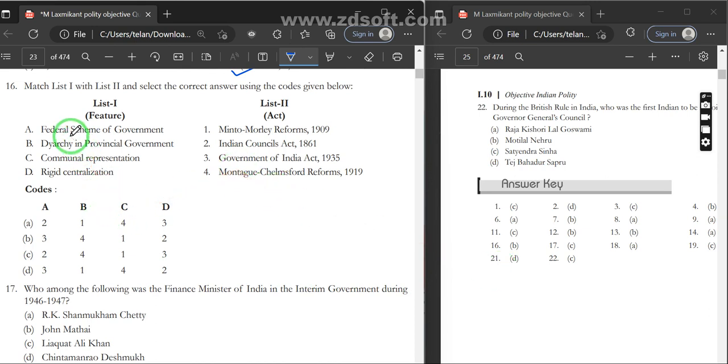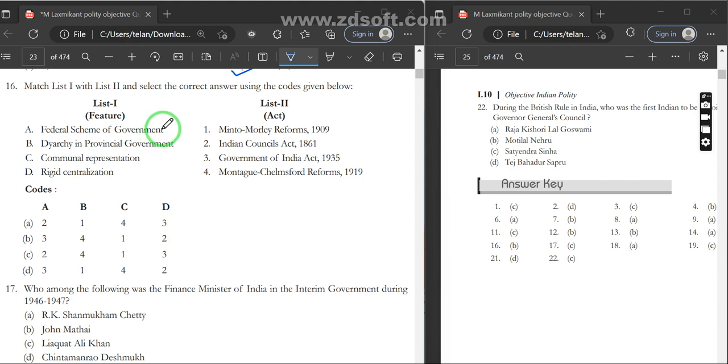A. Federal scheme of government, which is here the options seem to be wrong. Now let's see which one is correct. Rigid centralization.